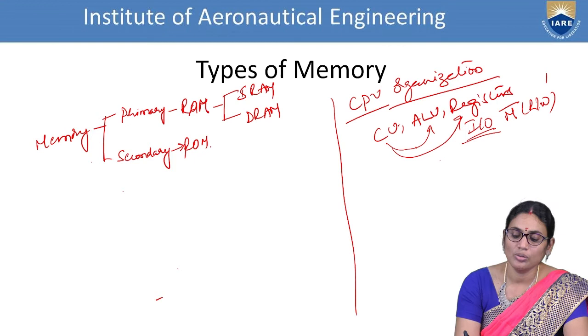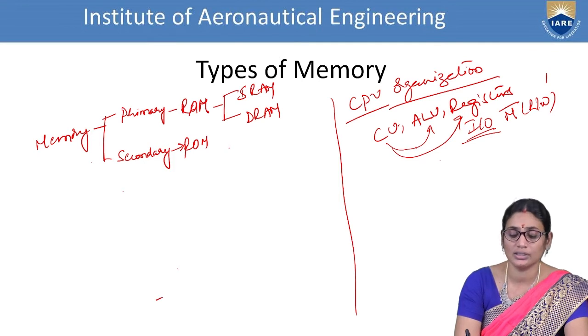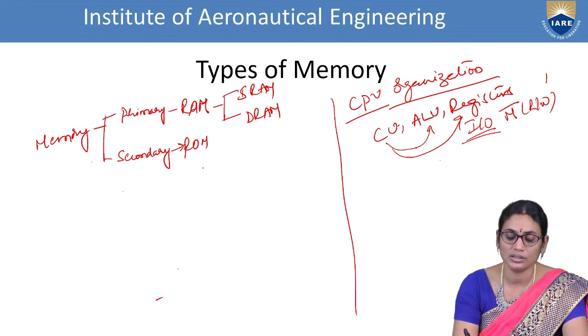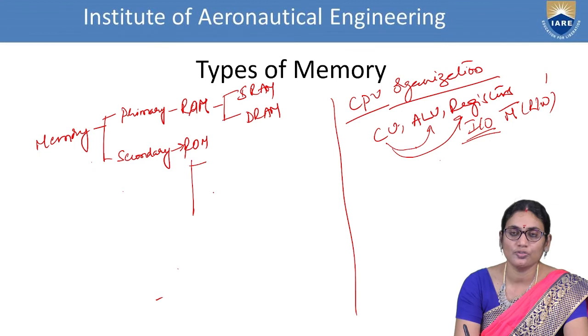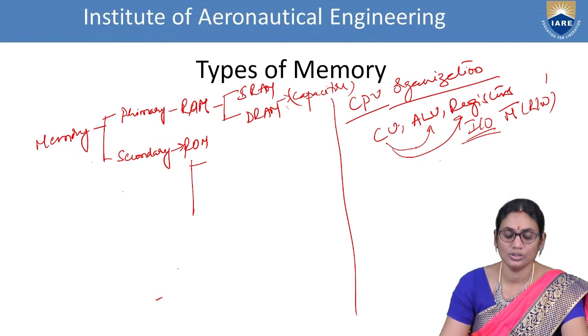And when it comes to ROM, there is a different classification. The basic idea here is to hold the data and information for larger periods and to a larger extent. In RAM, by contrast, the data is held only for a shorter period because of the capacitors we are using.